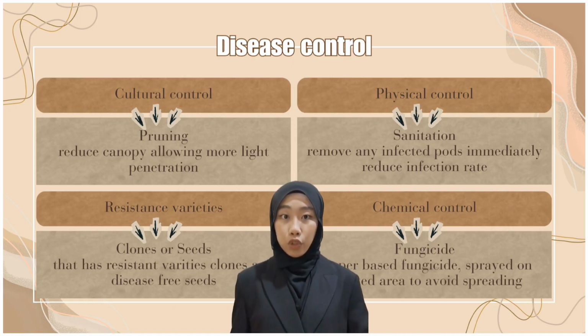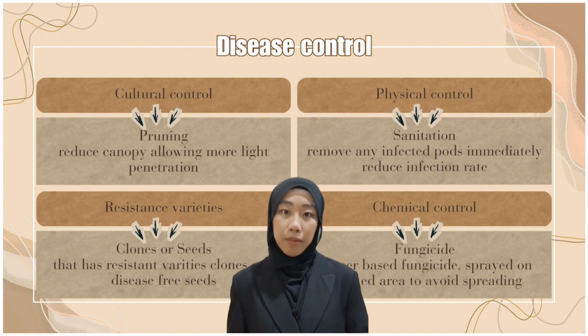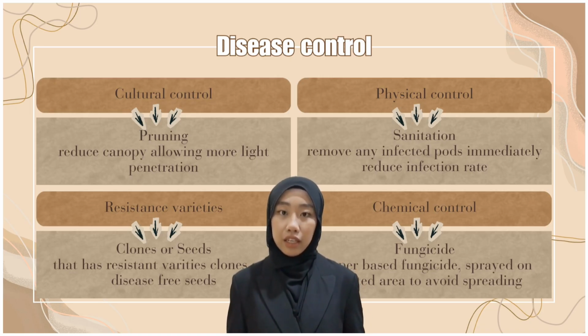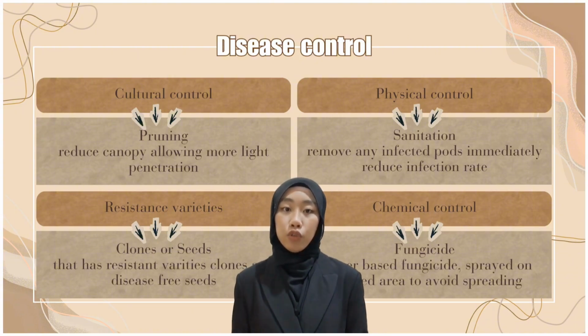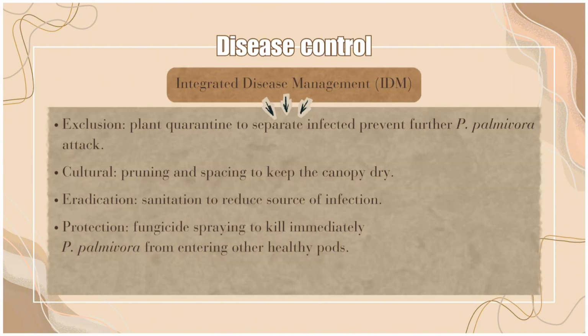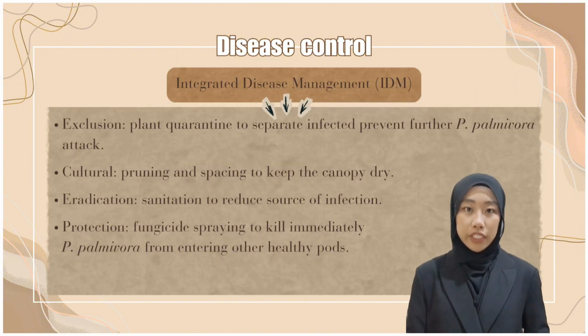Next, physical control is by sanitation, which is by removing any infected pods to reduce infection rate. Thirdly, resistant variety, which is by using clones that have resistance to Phytophthora or seeds that are disease-free. Fourthly, chemical control, which is by using copper-based fungicide to kill the pathogen immediately and reduce spreading. Lastly, IDM, which stands for Integrated Disease Management.